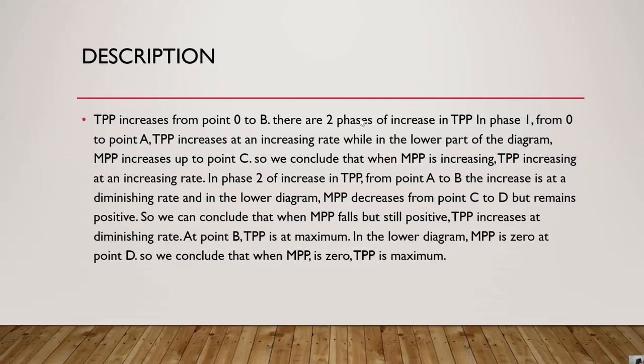Then in phase 2, I beg your pardon, in phase 2 of increase in total physical product from point A to B, the increase is at a diminishing rate. Let's look at it and see. The increase of TPP from A to B is at a diminishing rate. That's very important to note, diminishing rate. And in the lower diagram, marginal physical product decreases from point C to D, but remains positive.